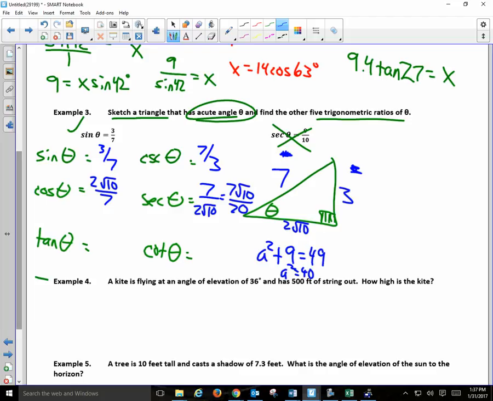Tangent. Well, cotangent would be 2 roots of 10 over 3. Tangent is 3 over 2 roots of 10, or 3 roots of 10 over 20. Not too bad, huh? So nice to be able to take this and understand that it comes from a triangle to which you can apply certain properties.